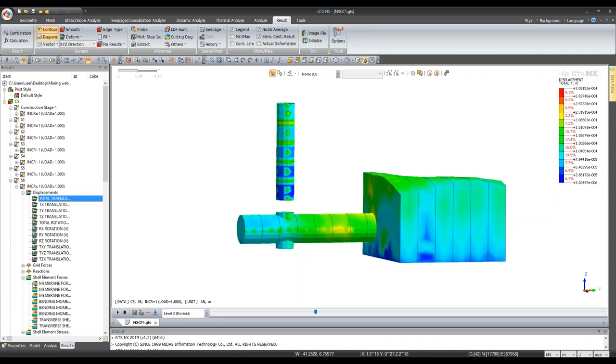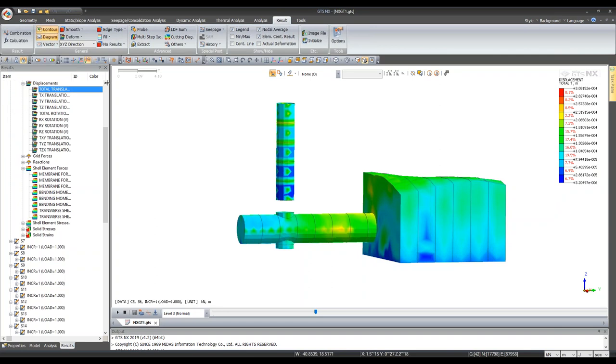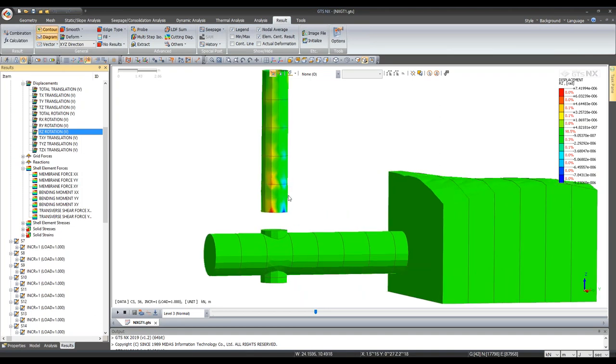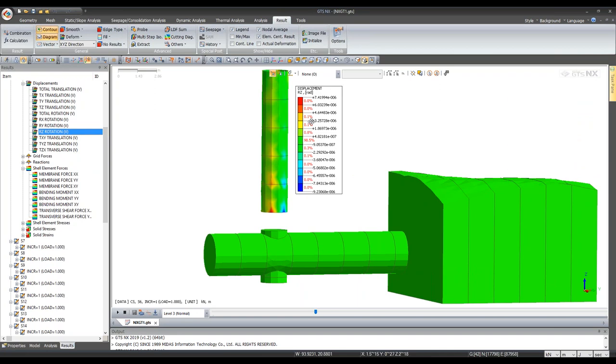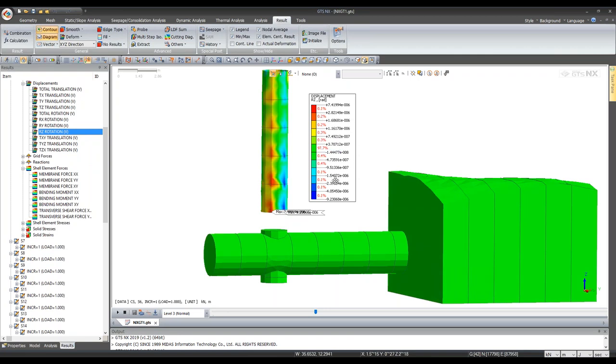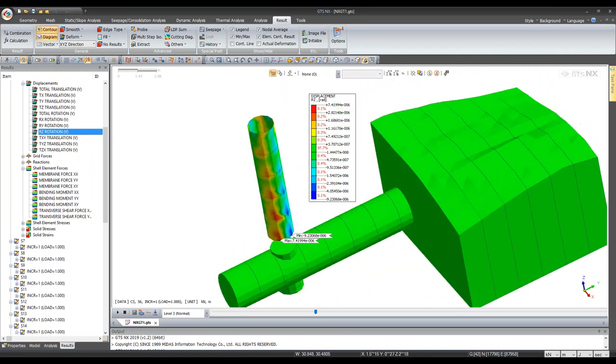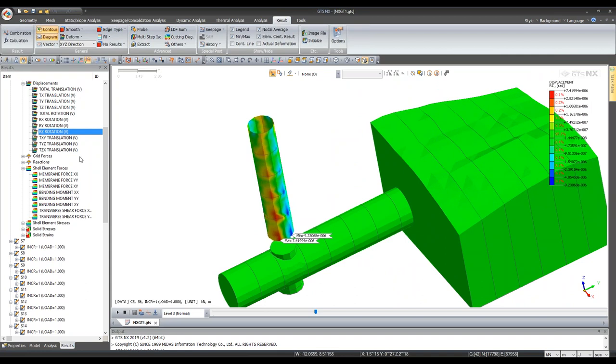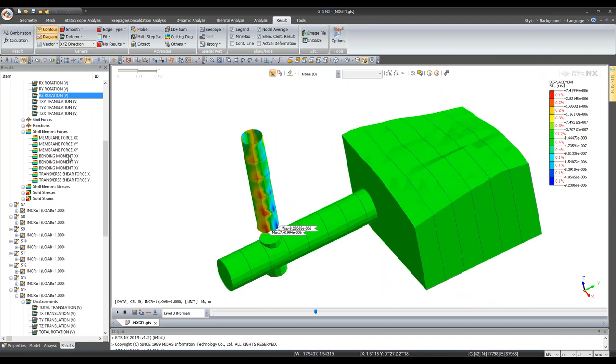Now I will be showing you the bending moment diagrams and the rotations on these plate elements. Let's say these are my rotations. You can see they are very low values. These values are in radians, and you can change the range to the maximum value, or else go for auto range. So this is in radians, how much it goes for rotations. The deformations can be in the form of a translation or a rotation.